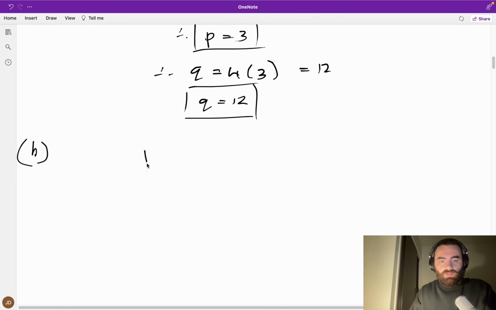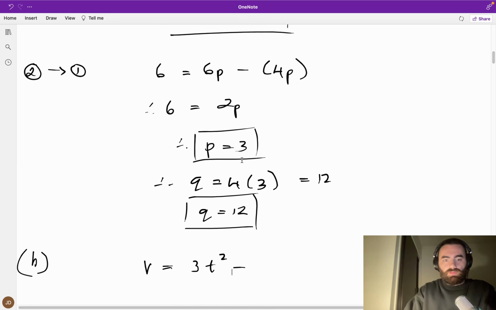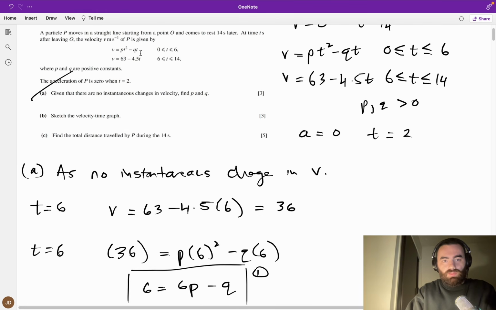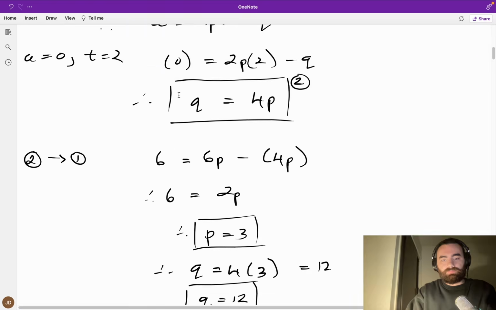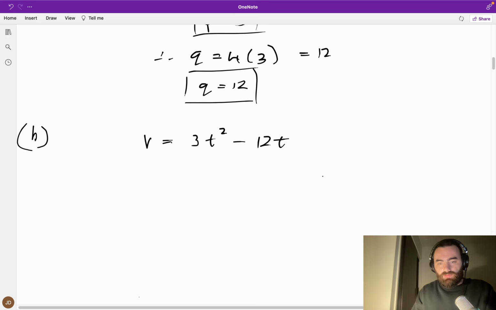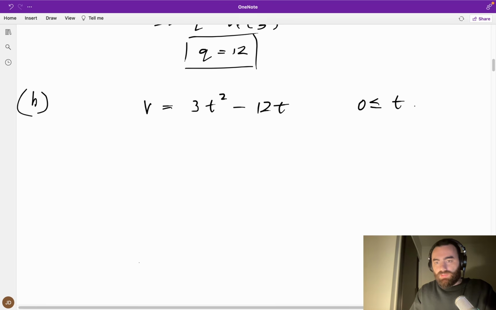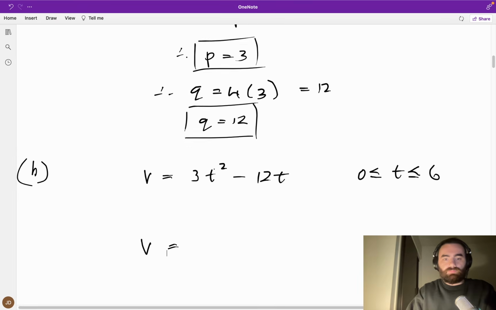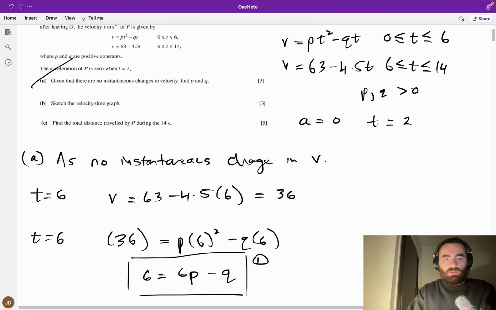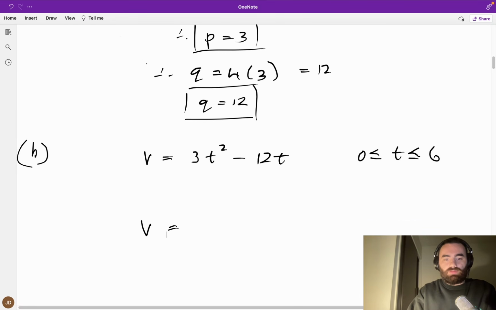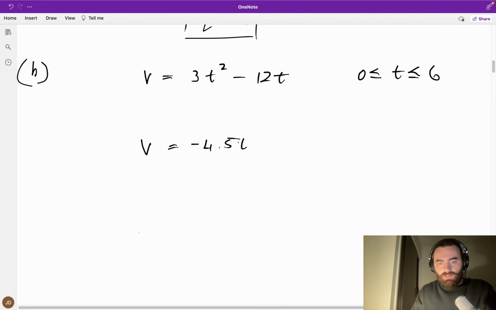Okay, so let's rewrite it. So we have v equals, now we know p and q, 3t squared minus 12t. So just rewrite it to get an idea between 0 and 6. And we also have that v equals minus 4.5t plus 63, and this is between 6 and 14.